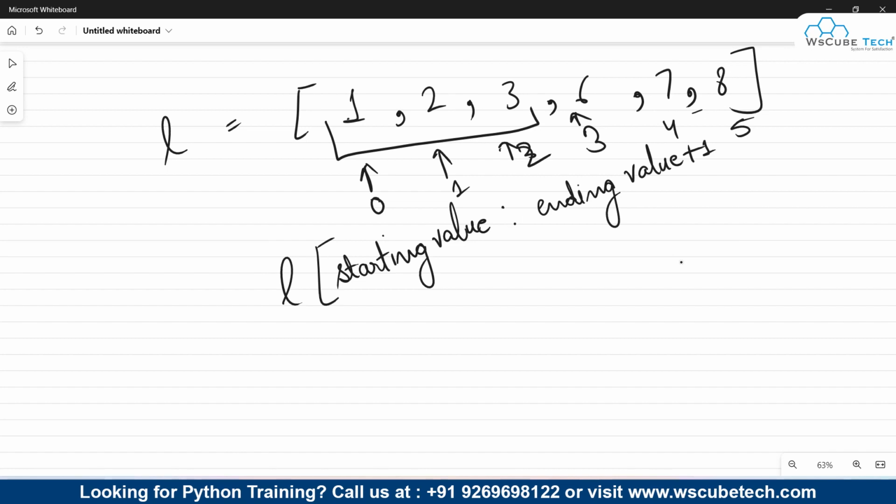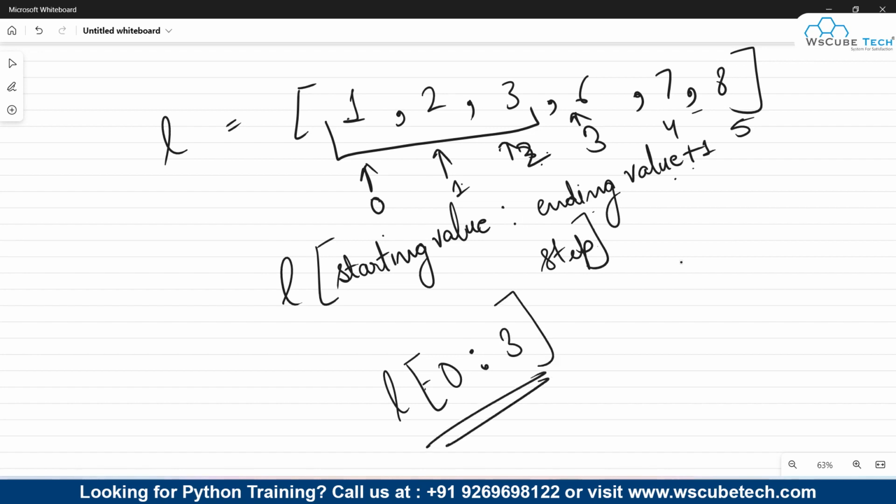So what do we need to do? We need to write the starting value, we need to write the ending value, plus we need to write the step in between. Okay, what is the step in between? If the step is 1, then we can keep it as default and we don't need to write anything. But for the starting value and the ending value, we need to provide the values. Suppose we want to fetch 1, 2 and 3. In that case, you can write L and the square brackets. So the starting value is 0 and the ending value over here is 2. But we don't write 2, we write ending value plus 1, that is 3. And as soon as we write it, we'll get the output 1, 2 and 3 over here.